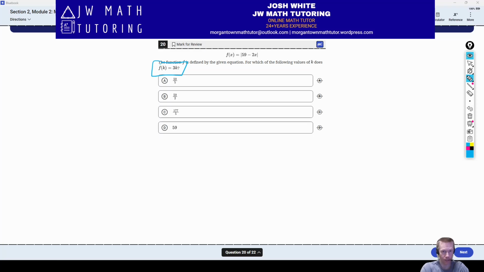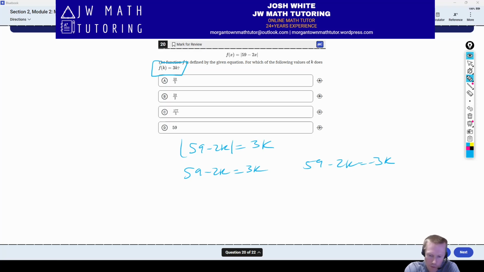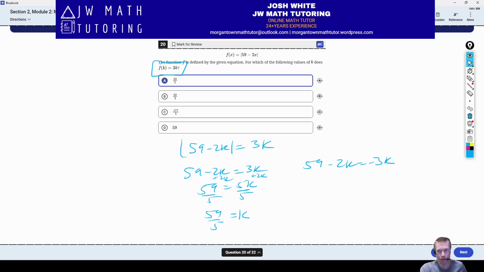So the traditional way to do this would be just plug in k here, and then set it equal to 3k. And then you get 59 minus 2k equals 3k, or 59 minus 2k equals negative 3k. Let me just take 1 second and check my notes. And then if you go ahead and solve this first one out, you get 59 equals 5k, because I add 2k to both sides, and then divide by 5. K equals 59 over 5. And that is the correct answer. Basically, it's letter A. All right, so that's one way to solve it.